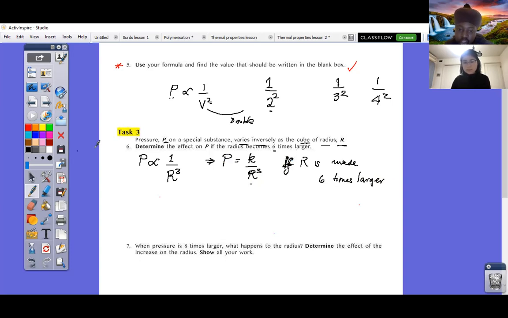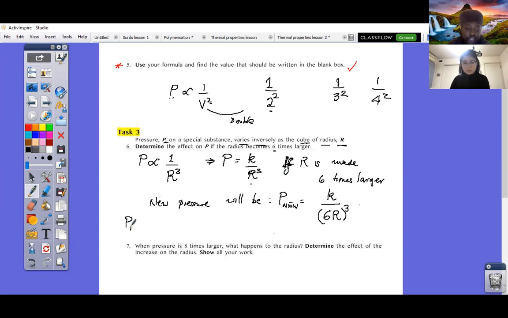Okay? So it means that the new pressure, if R is made 6 times larger, will be P new, if you like, is equal to K (the K doesn't change), but my radius is now 6R, and I need to cube all of this. That's the step in your calculation.